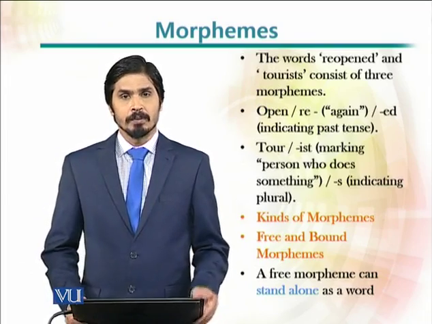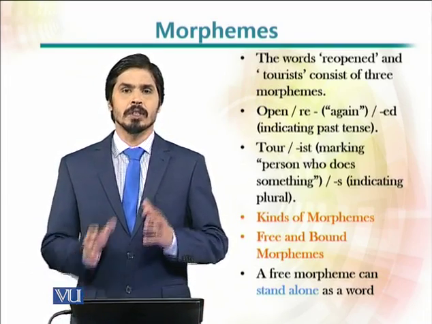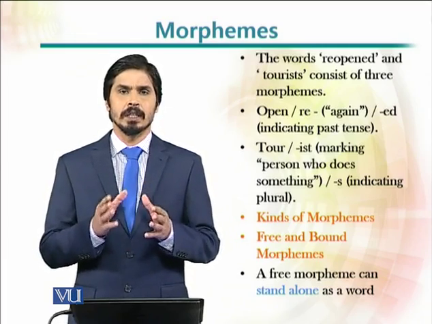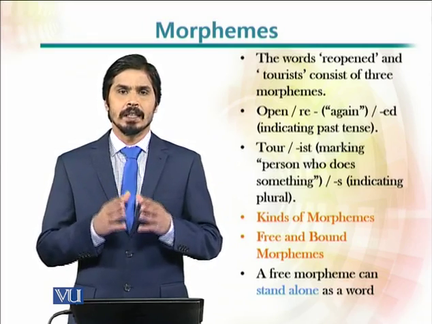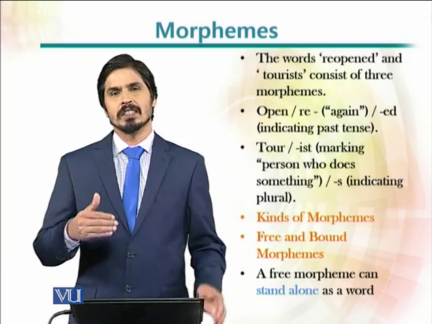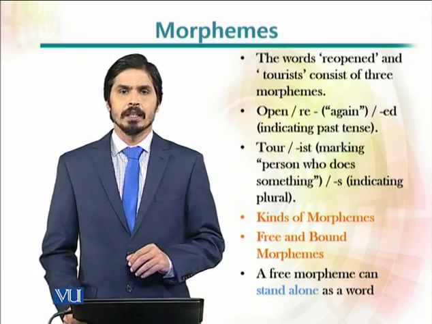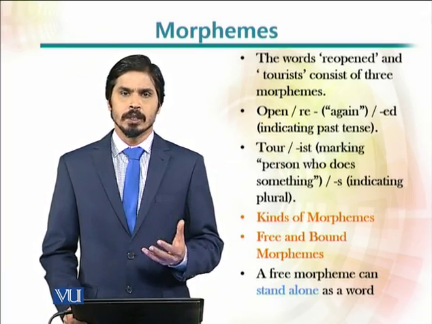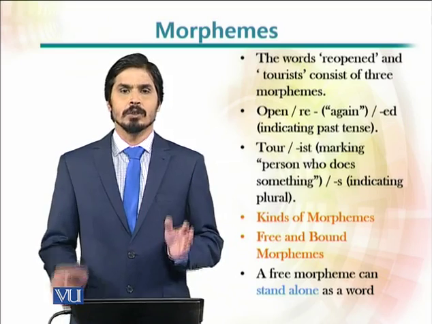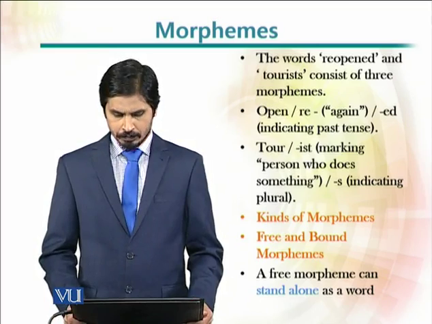We could have more examples. The words like reopened and tourist consist of three morphemes. For example, reopened consists of re, open, and ed. The ed morpheme changes the tense of this word. Then in tourist we got tour, ist, and then plural s at the end. So these are three different morphemes used in these words.